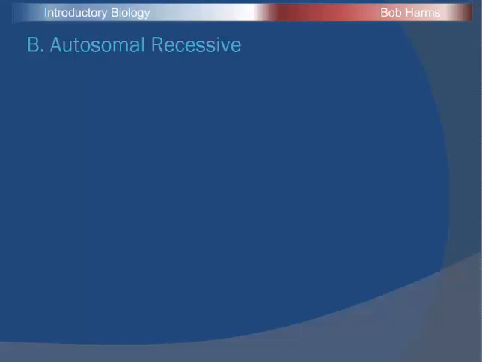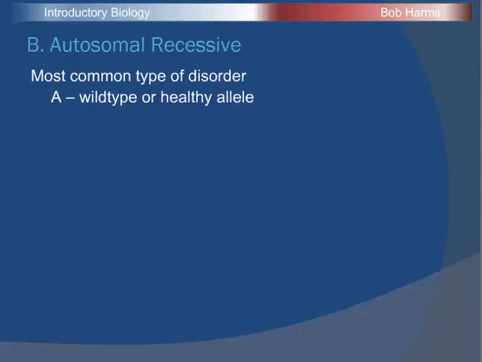Another common pattern of disease inheritance is autosomal recessive, and in fact, this is by far the most common pattern we see in humans. Probably somewhere between 75 to 80% of all of our genetic disorders would fall into the category of autosomal recessive. And since it's recessive, what that means is that the dominant allele, big A, is the wild type or the healthy allele, and the only way to get these disorders is to have 2 copies of that recessive allele, 2 copies of little a.